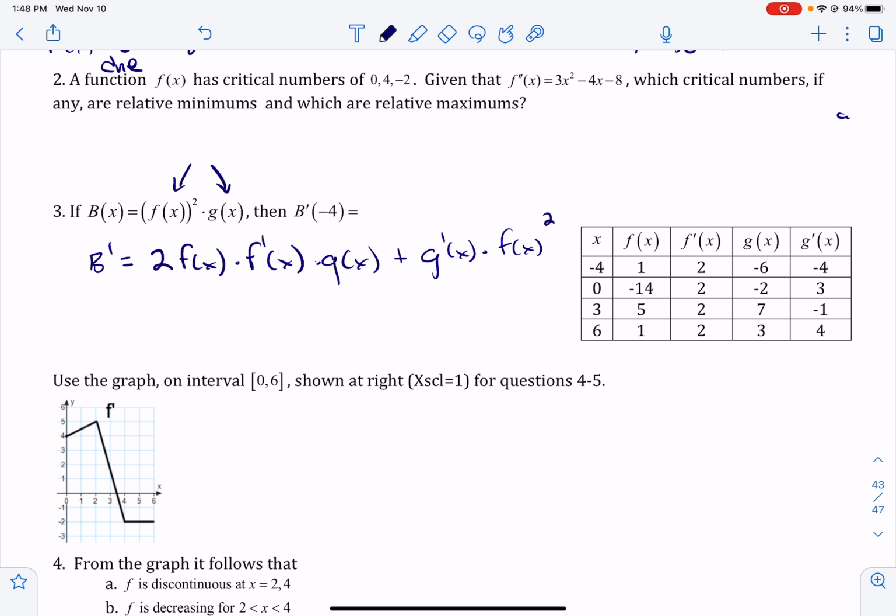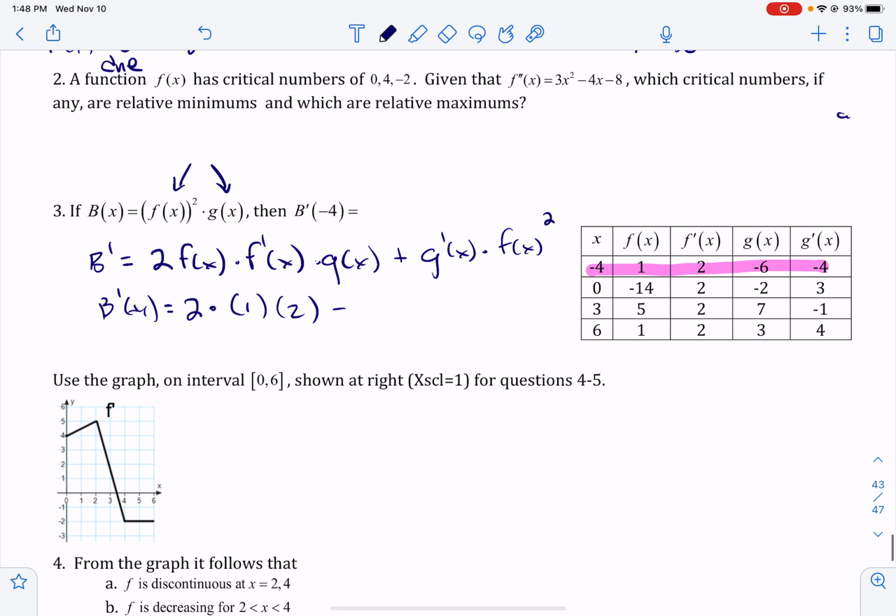So now it wants me to find b prime of negative 4. So 2 multiplied by f of negative 4. I am looking at this row right here. I'm looking at my negative 4s. So f of negative 4 is 1. F prime of negative 4 is 2. G of negative 4 is negative 6.